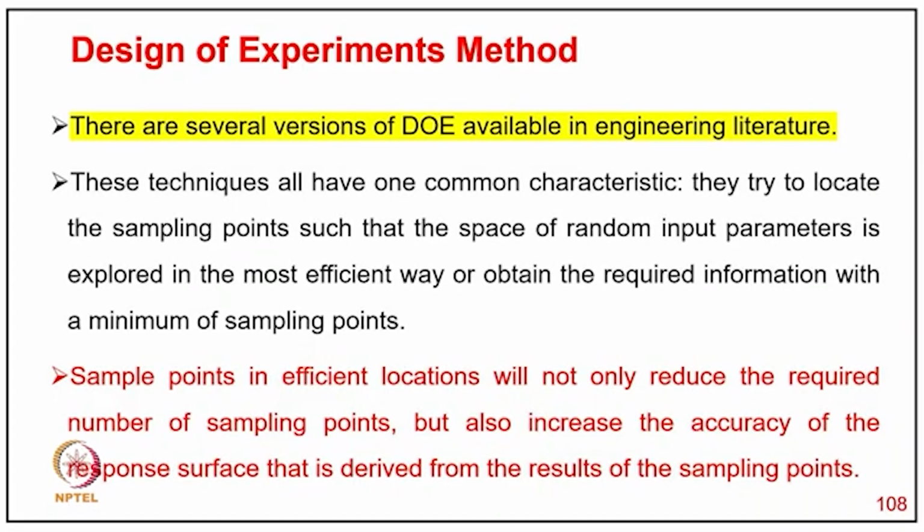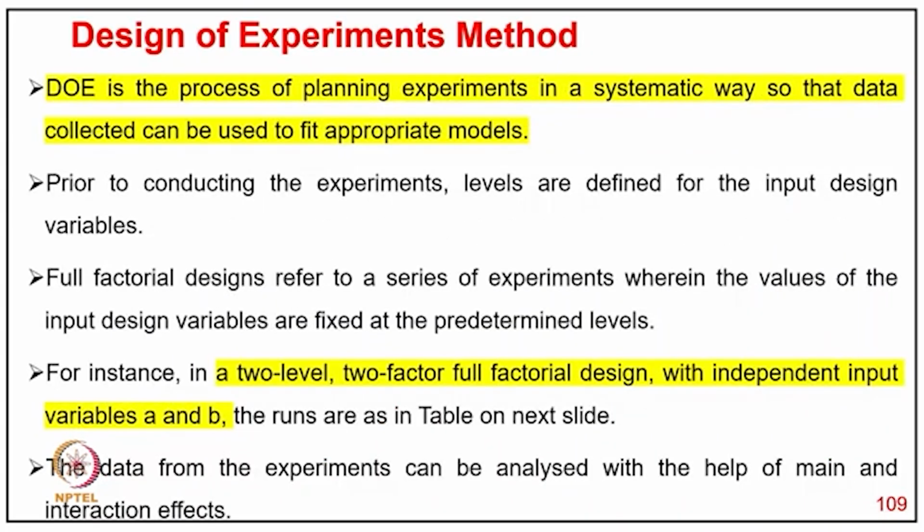So, there are several versions of design of experiment available in engineering literature. These techniques all have one common characteristic: they try to locate the sampling points such that the space of random input parameters is explored in the most efficient way, or obtain the required information with the minimum of sampling points. Sample points in efficient locations will not only reduce the required number of sample points, but also increase the accuracy of the response surface that is derived from the results of sampling points.